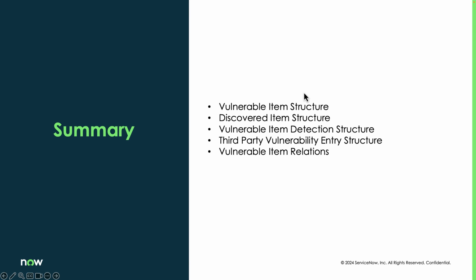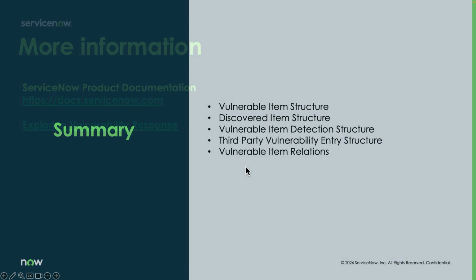That is the end of our demo. So in summary here, we talked about the vulnerable item structure, the discovered item structure, the vulnerable item detection structure, the third-party vulnerability entry structure, and the vulnerable item relations.